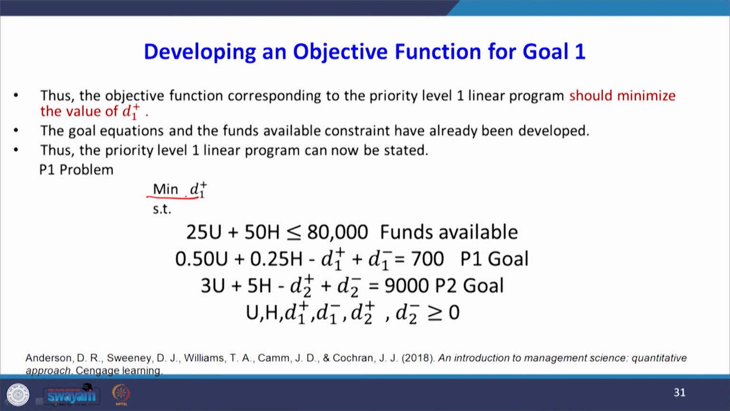Thus, the priority level 1 linear program can now be stated as the P1 problem. What is that? We have to minimize the overachievement, that means the risk index should not exceed 700. The next constraint is the funds available constraint, then goal 1 and goal 2, then the decision variables U, H, D1 plus, D1 minus, D2 plus and D2 minus. So, for this decision problem, we should find the values of U and H.